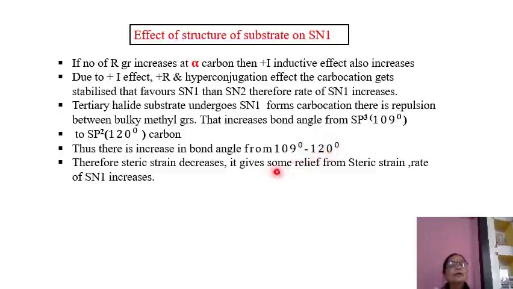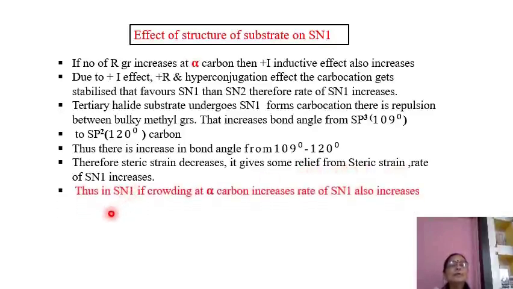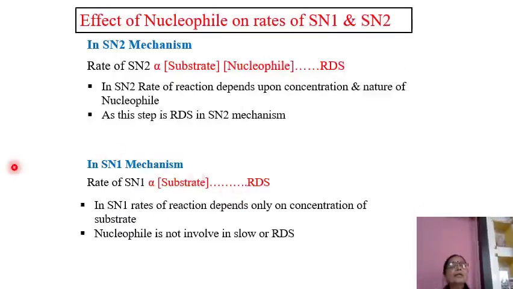Therefore, that methyl group gets sufficient space to accommodate, and therefore there is some relief from the steric strain whenever the substrate is converted into the carbocation, and therefore the rate of SN1 will be more. Thus, we can say for SN1, if crowding at the alpha carbon increases, the rate of SN1 also increases.